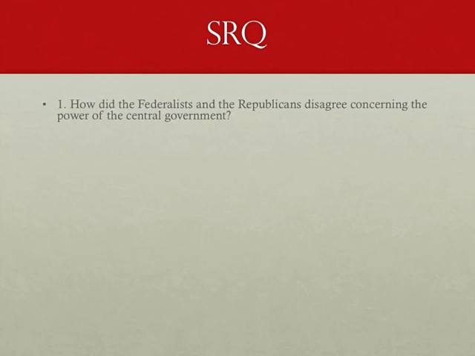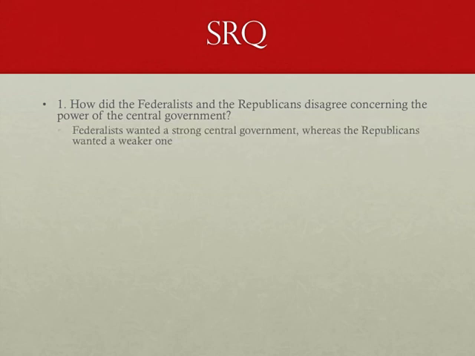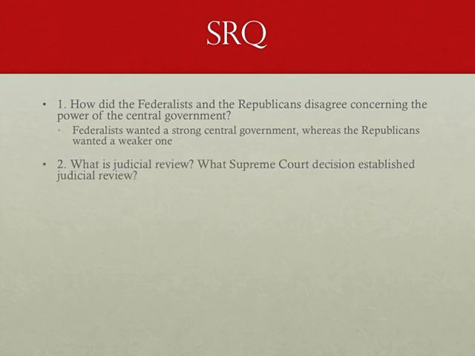Okay, let's go through the SRQ real fast as the quick review. How did the Federalists and the Republicans disagree concerning the power of the central government? Attempt to actually answer this. Okay, well, the Federalists wanted a strong central government and the Republicans wanted a weaker one. What is judicial review and what Supreme Court decision established judicial review?